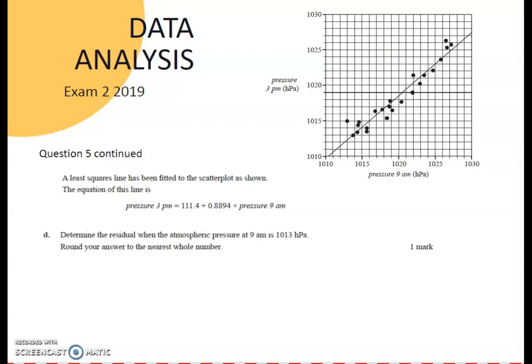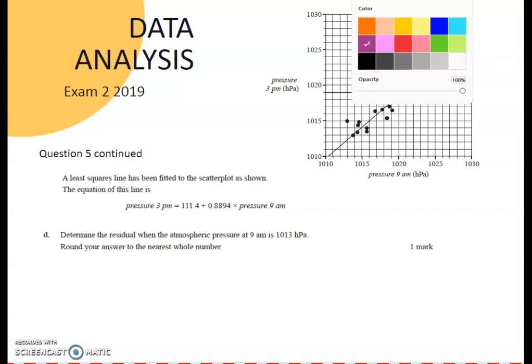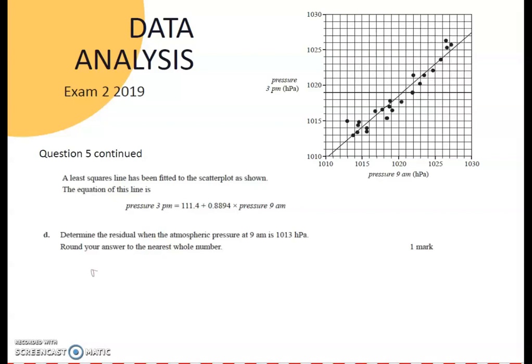First thing, when we're looking at our residual values, we need two components. Remember, our residual is always found by finding the actual y value minus our predicted value. To get our actual value, we're going to read that from the scatter plot, from the graph they've given us. To get our predicted value, we're going to use the least squares regression equation.